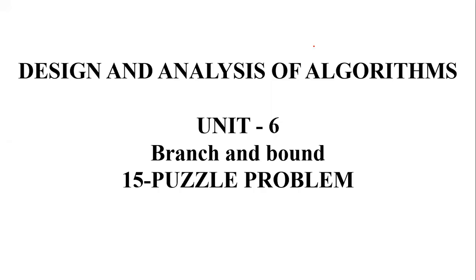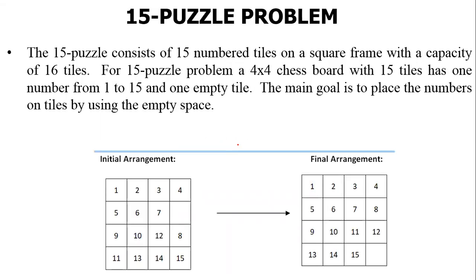Here we are going to discuss the 15 puzzle problem in the branch and bound technique. So here this is the 15 puzzle problem. In this case, a 15 puzzle consists of 15 numbered tiles on a square frame with a capacity of 16 tiles. So here these are the 16 tiles, and in the initial arrangement all the tiles are in jumbled order and one empty tile is there.